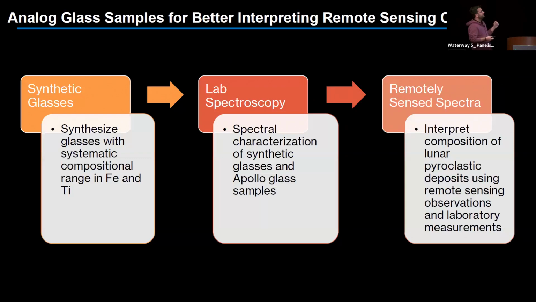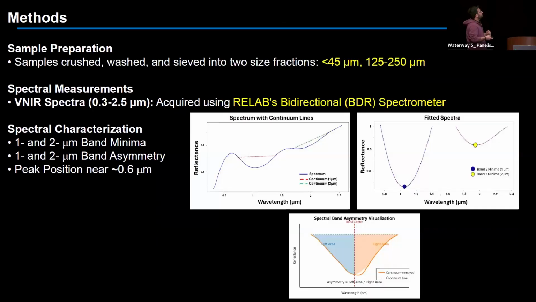So this work has three parts. The first one was to synthesize glasses with a systematic composition range in iron and titanium. The second is to spectrally characterize the synthetic glasses and Apollo-returned lunar glasses. And the third is to interpret the composition of lunar pyroclastic deposits using remote sensing observations and our laboratory measurements. So coming to the methods.